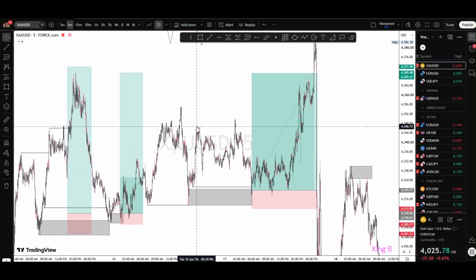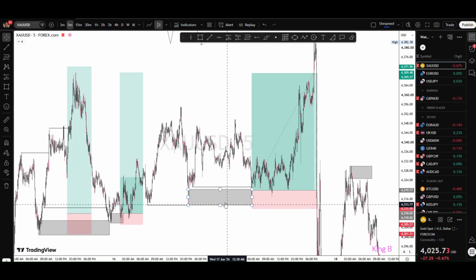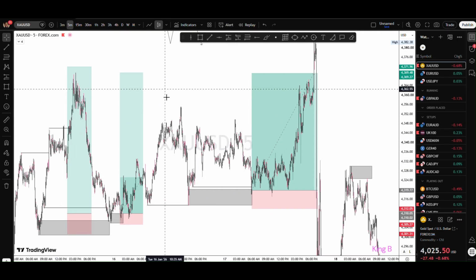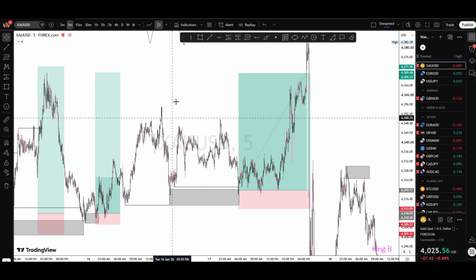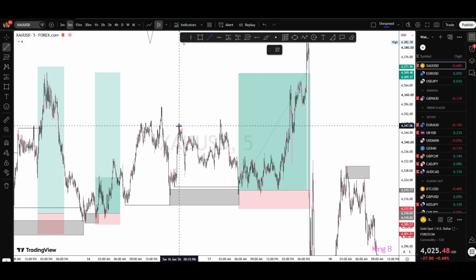We're not looking to take this sell. This is a sell here, but we're not looking to take this sell. Why? Because the market is bullish and there was no proper break of structure to the downside here. If not, this would have been another clean entry.